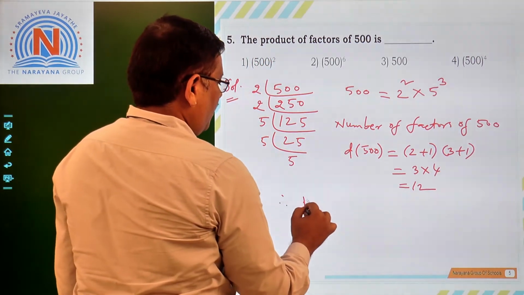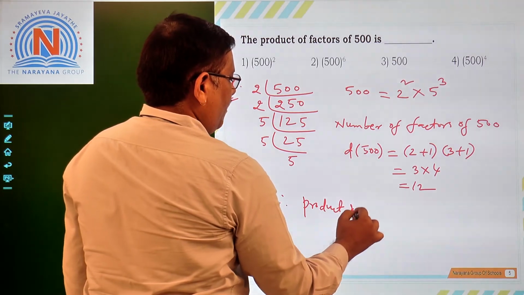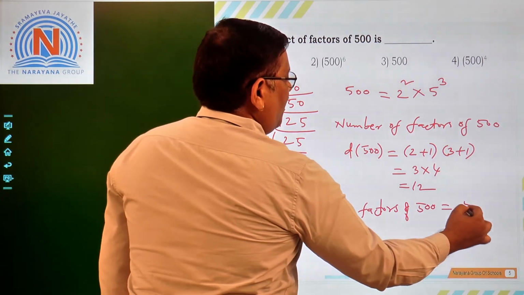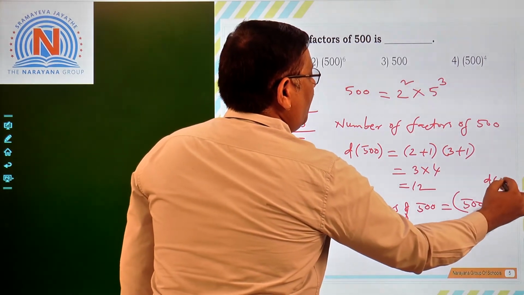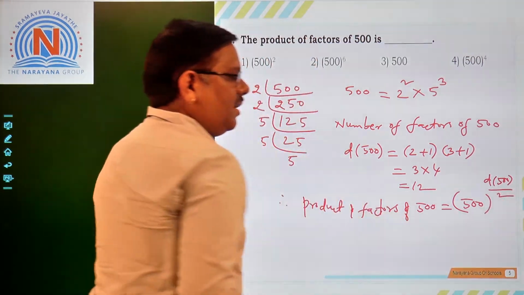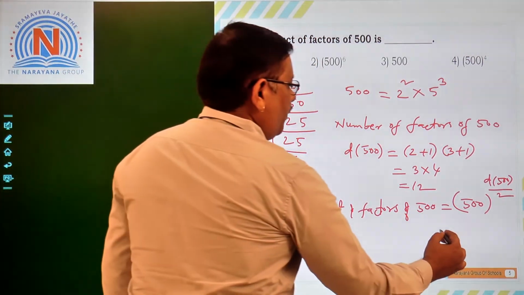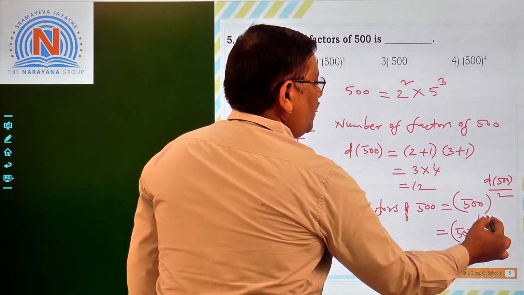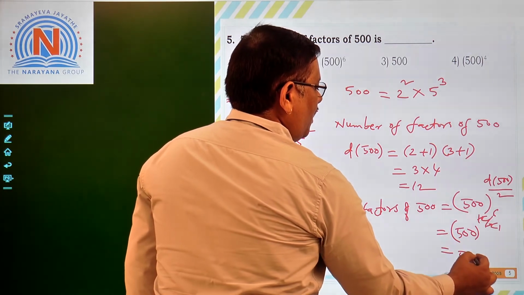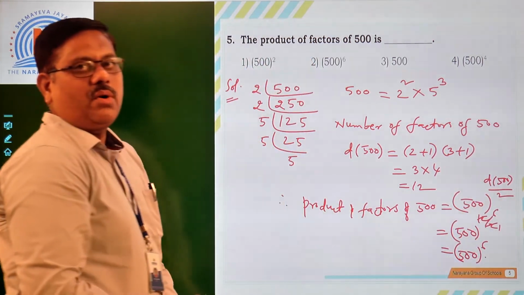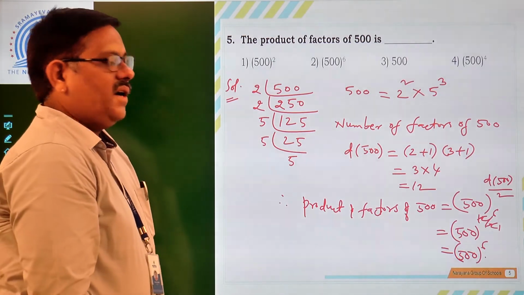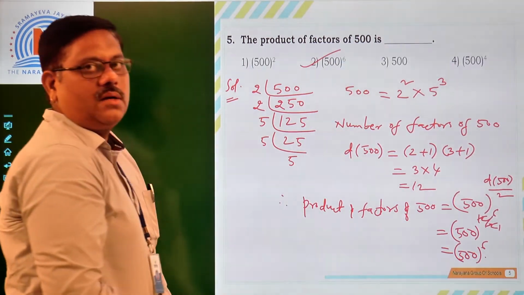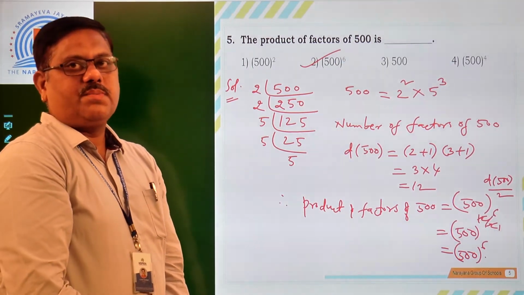Okay. Therefore, the product of factors of 500 is nothing but 500 to the power of d of 500 by 2. Okay, n to the power of d of n by 2. That is going to be 500 to the power of 12 upon 2, which is 500 to the power of 6. So the product of factors of 500 is 500 to the power of 6. Out of the given 4 options, the second option is the right option for this particular question.